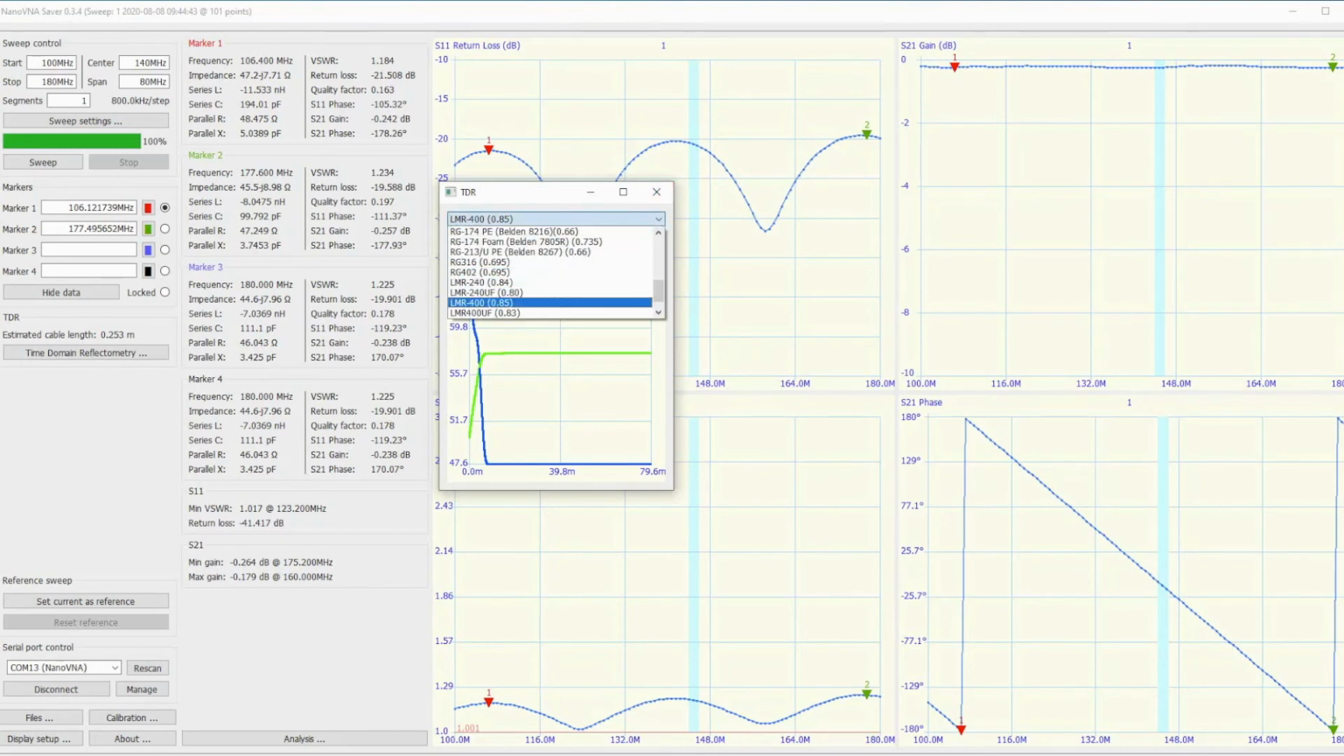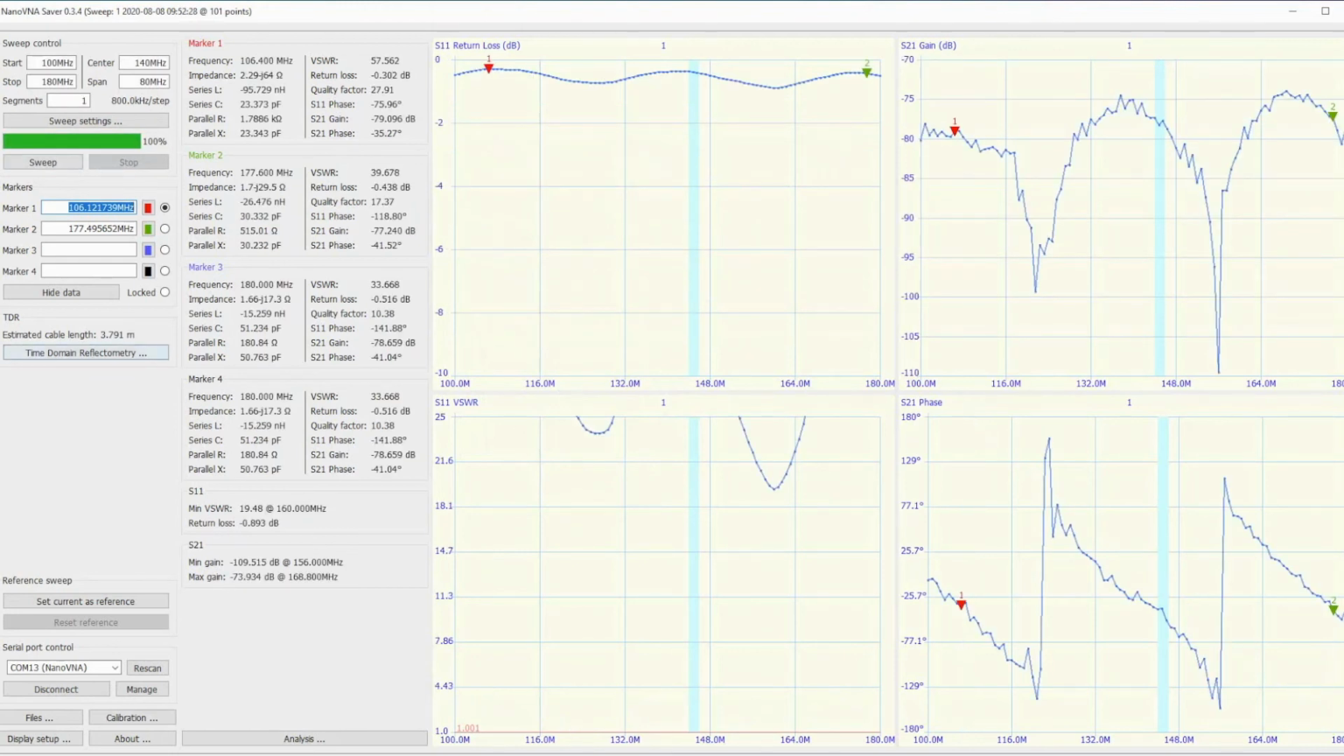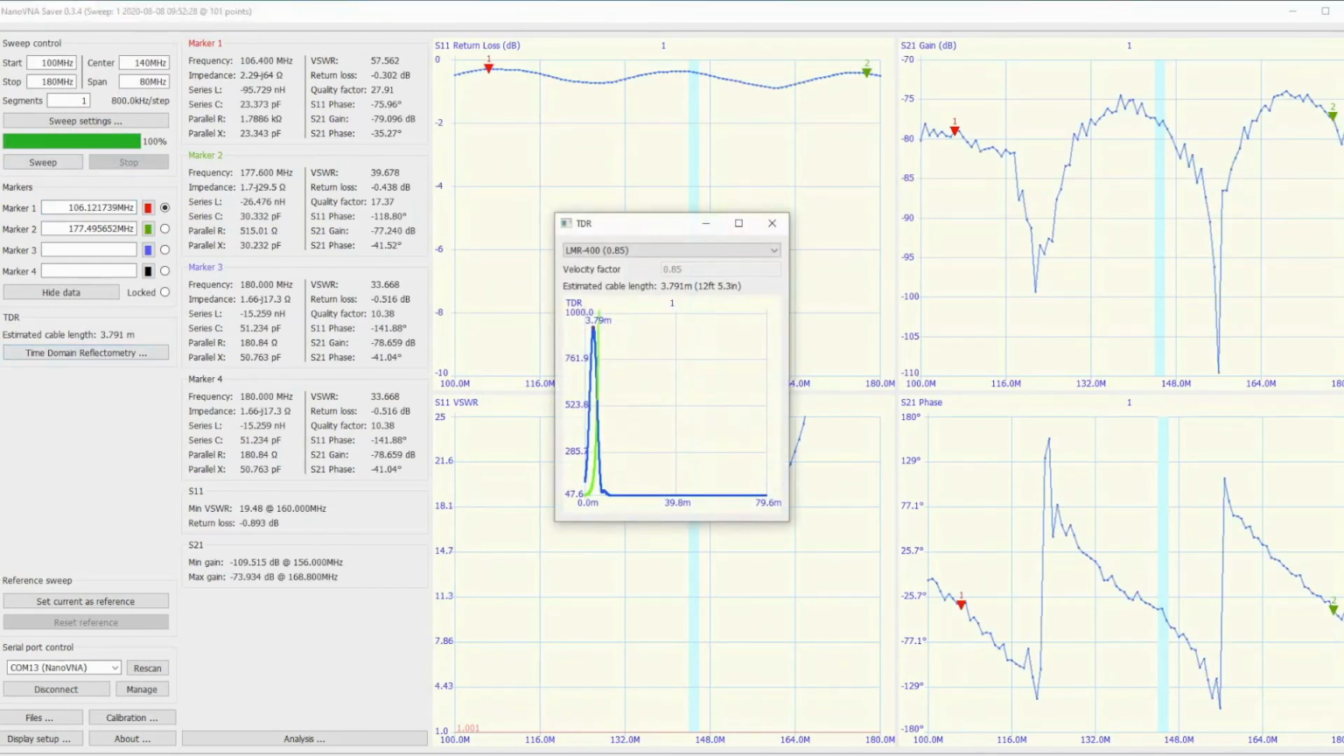But once you connect only one side of it to the S11 port, you'll get the result, which is 3.79, I'm pretty sure I'm reading here, and that is pretty good. Well, close enough, I would say. 3.6 is what I've measured, and 3.79 is what I've got from the TDR function of the NANOVNA.